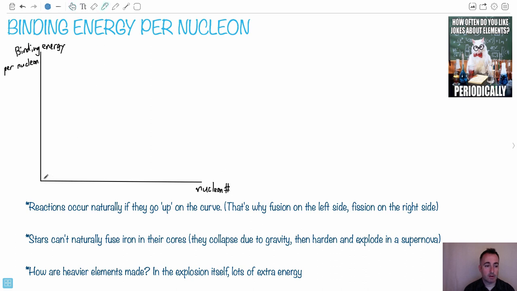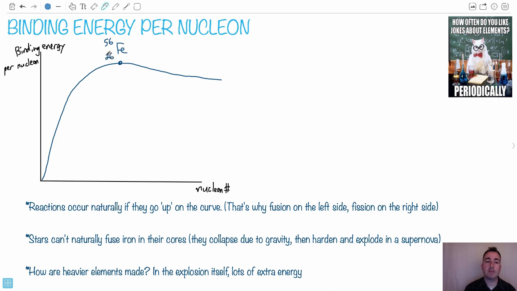First of all, you have to know that it goes up, and then has a peak and then goes down like this. It turns out it actually has a few little spikes there, but it suffices to go something like this. It has a peak right here, and you have to know this peak. You have to know that it's iron.